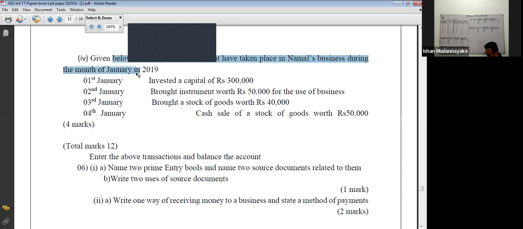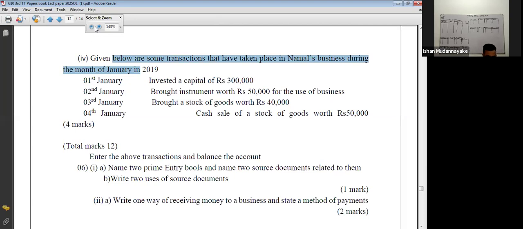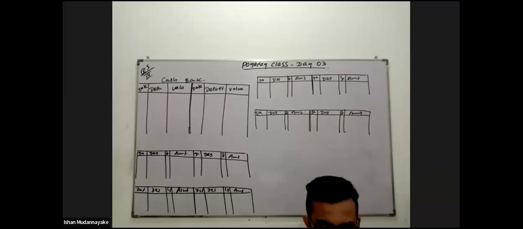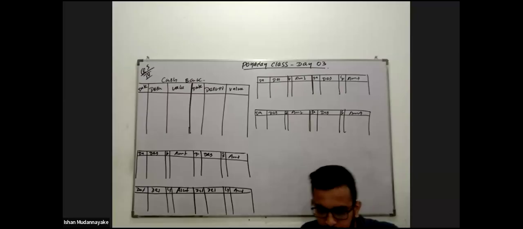Here, given below are some transactions that have taken place in Namal's business during the month of January 2019. First January, invested capital 300,000.